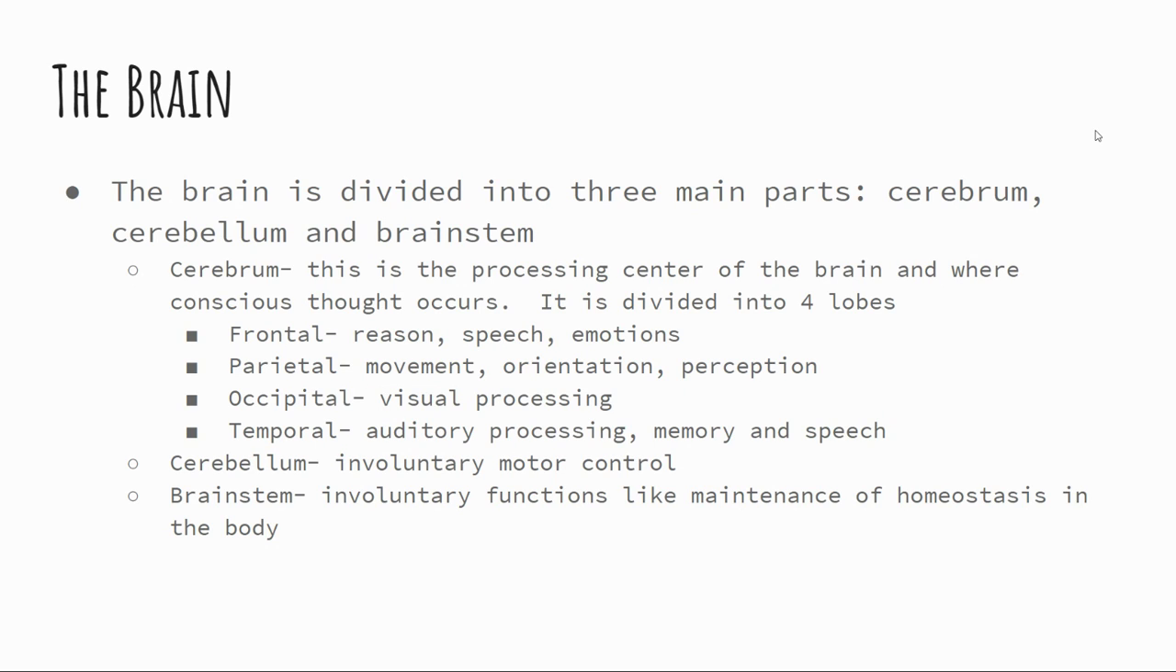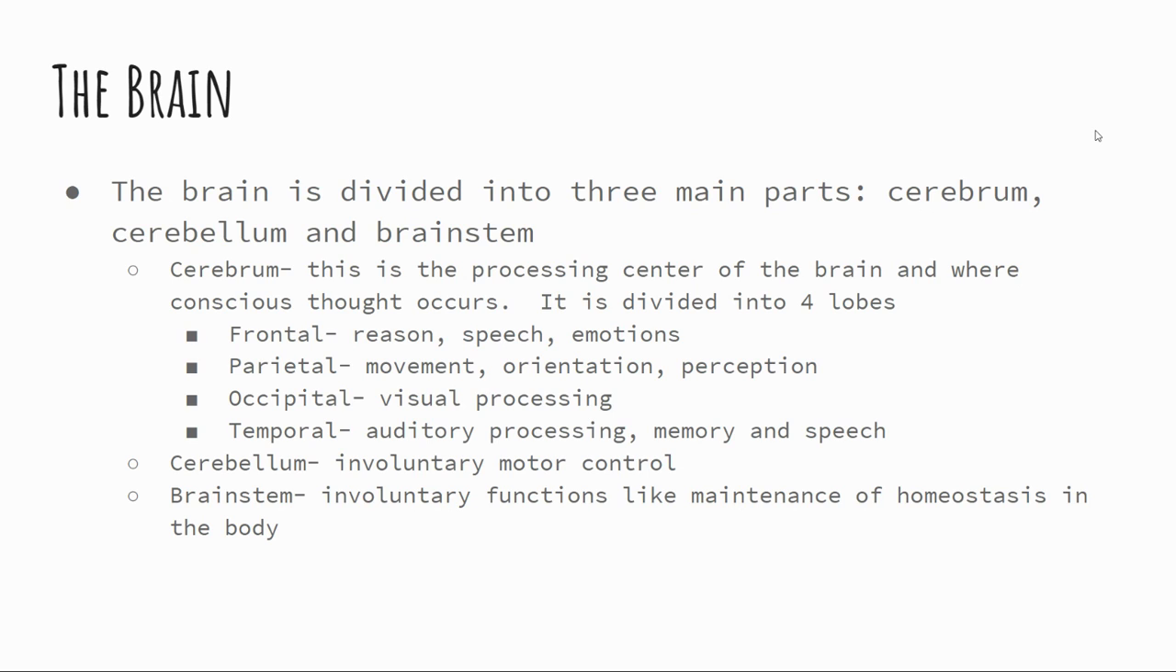All right, so we're going to move into the brain now. We'll focus on the human brain, mammal brain for the most part here. So the brain is divided into three main parts: the cerebrum, cerebellum, and the brainstem. The cerebrum is the processing center of the brain, and this is where conscious thought is going to be put in.